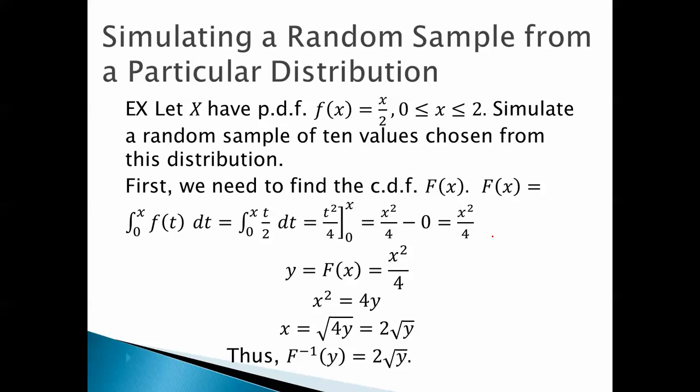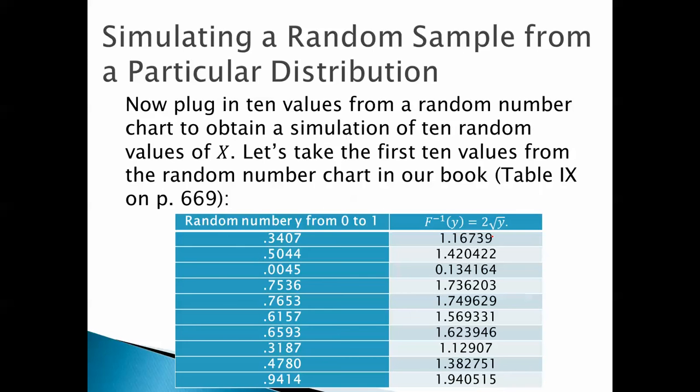which is t squared over 4 from 0 to x. Plug in x, and we get x squared over 4. Plug in 0, and we get nothing, so we get x squared over 4. So y equals capital F of x equals x squared over 4. That's our CDF. Let's find F inverse. x squared equals 4y. So x equals square root of 4y, in other words, 2 square root y. So that's our F inverse, the inverse of the CDF, 2 root y.